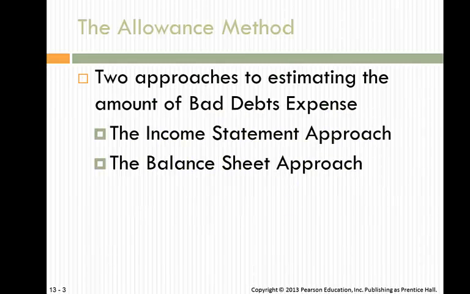The journal entries you learned in the beginning of the chapter are part of what's called the allowance method of accounting for bad debts. Using the allowance method, the business estimates the amount of bad debt expense at the end of the year. There's two approaches to coming up with this estimated amount. One is called the income statement approach, and the other is called the balance sheet approach.